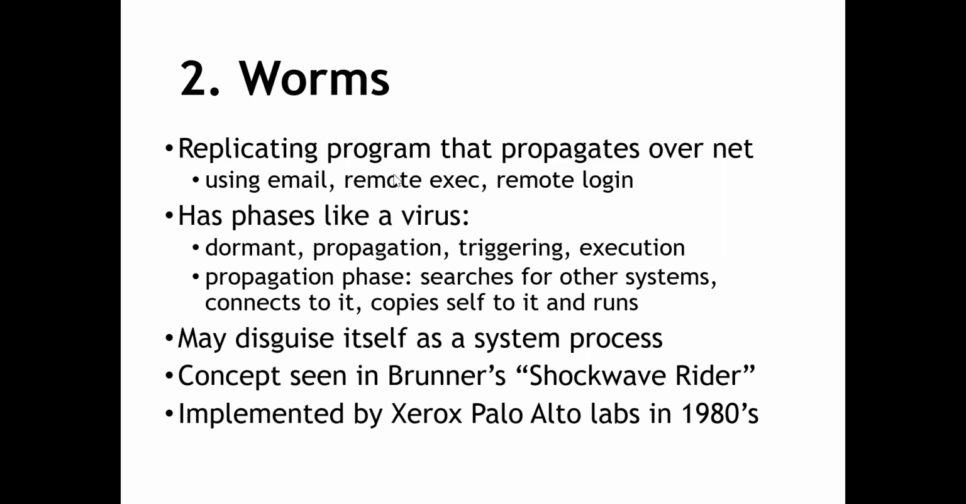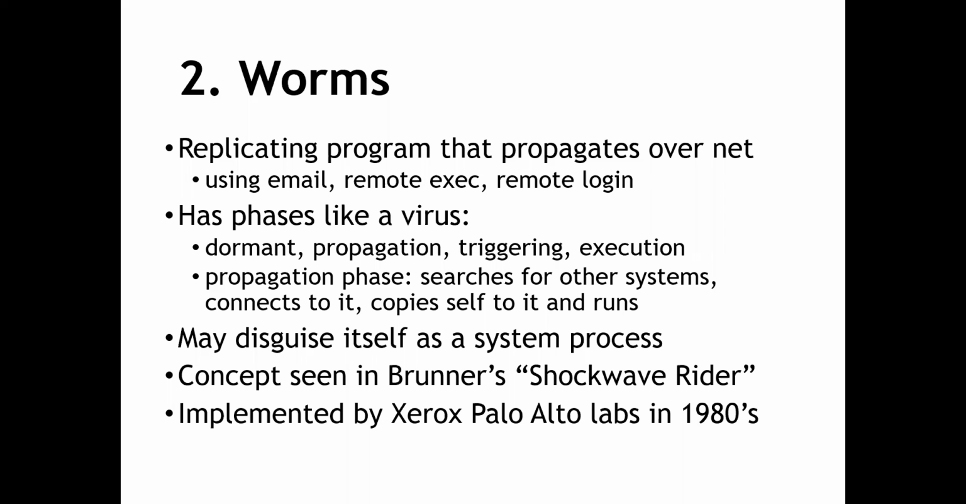In the dormant phase, it's idle. In the propagation phase, it's assembling its action. In the trigger phase, it identifies what it's supposed to do and releases the payload. Finally, in the execution phase. The propagation phase searches for other systems. They connect to them and copy themselves to them. That's what these worms do. They can disguise themselves as a system process.